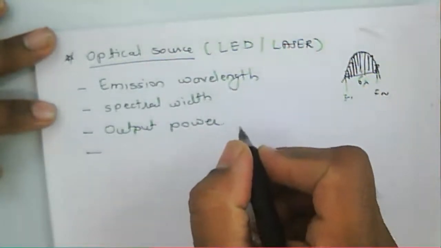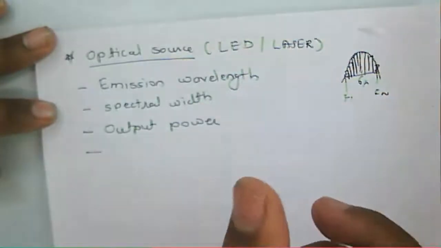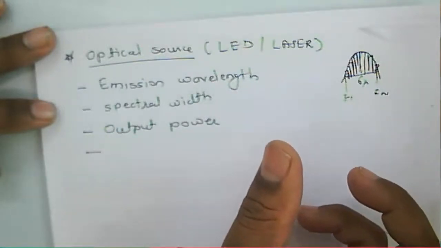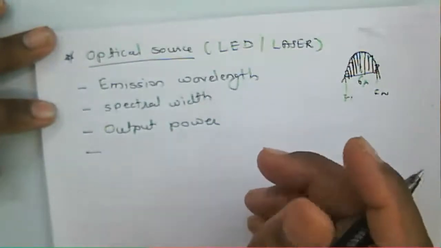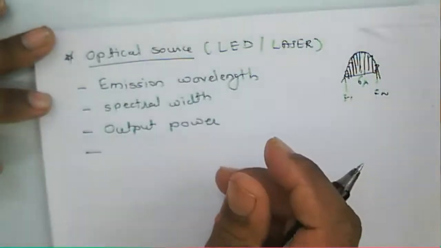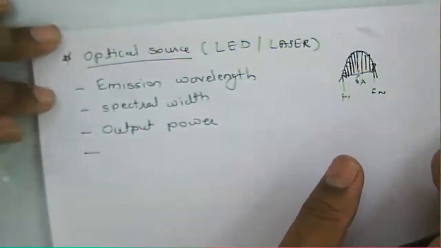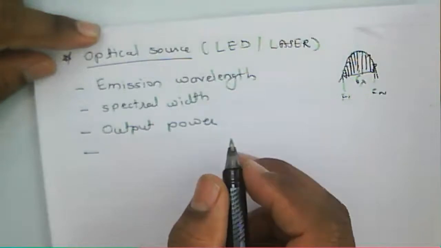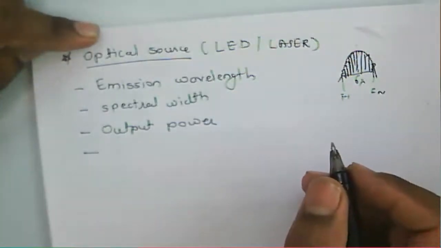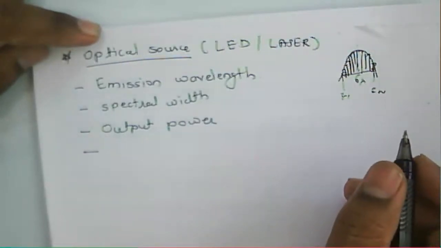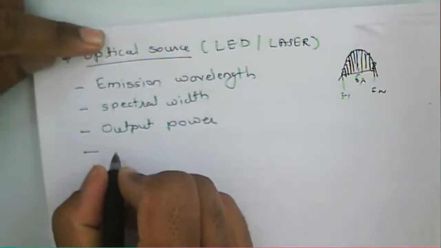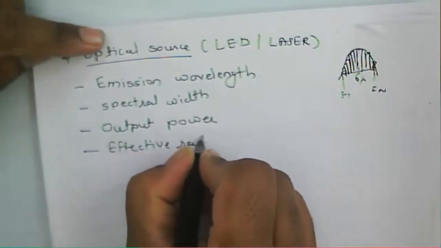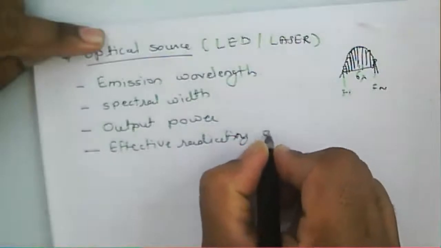If we increase the optical power, then a scattering effect occurs in the optical fiber, and due to the scattering, there will be loss in the optical fiber. The loss is signal distortion due to scattering, like Rayleigh scattering and Raman scattering. If we increase the optical power, then scattering occurs. That's why we should know the threshold value of the optical power to be transmitted through this optical fiber. That's why the output power. Then effective radiating area.